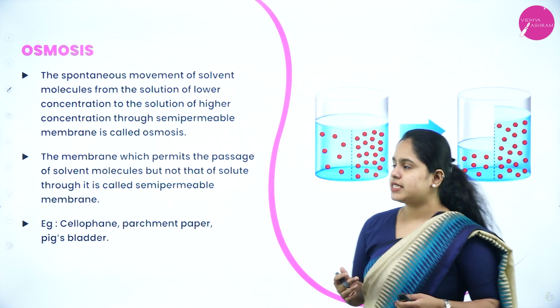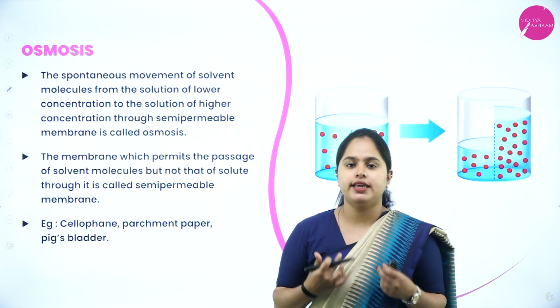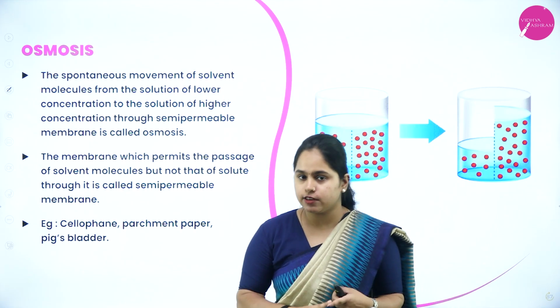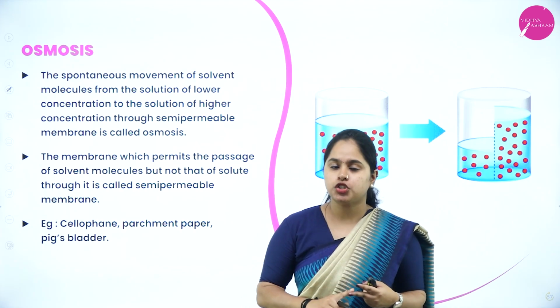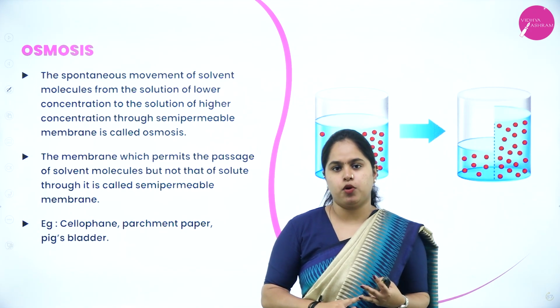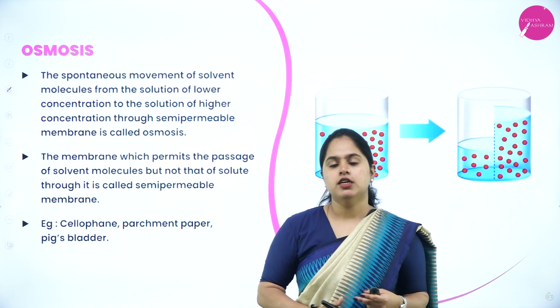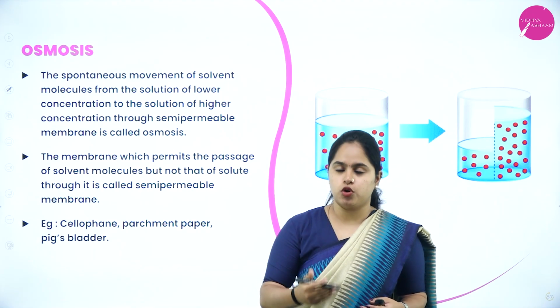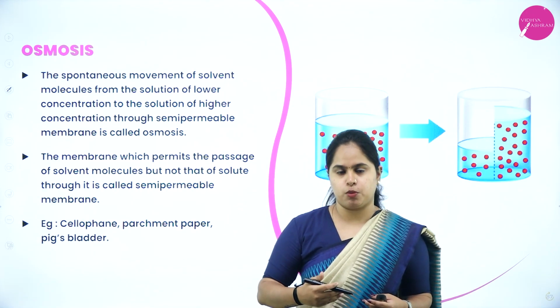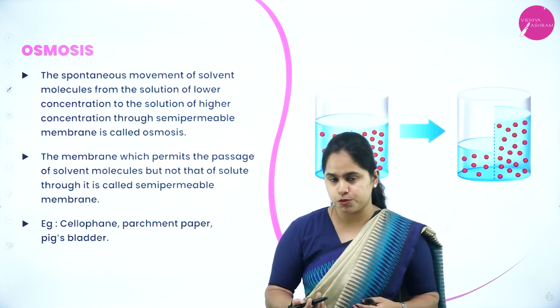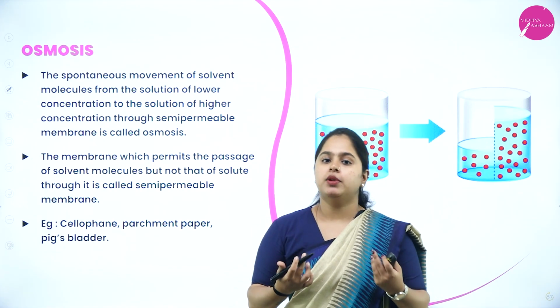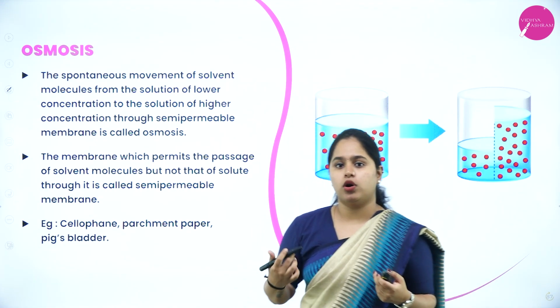So, as I said, the next colligative property that you will be studying after relative lowering of vapor pressure, depression in freezing point, and elevation in boiling point is osmotic pressure. Before going into that colligative property, you need to understand what osmosis is. You might already be familiar with osmosis. So, let's see what osmosis is.